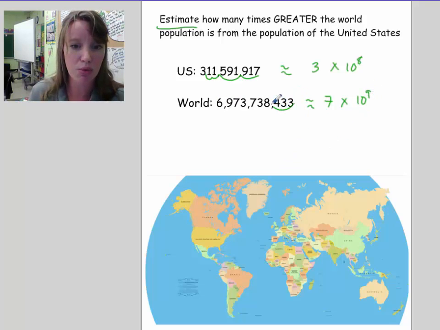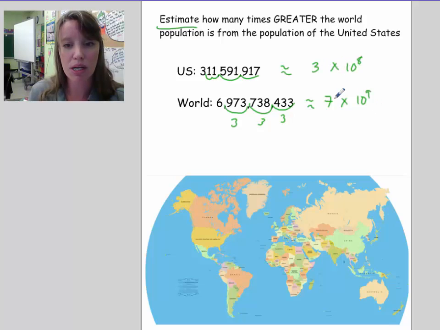Again, I'm going in groups of 3. So this is 3 movements, this is 3, then another 3, so that makes 9. 9 powers of 10 that I've decreased this number by. So we have 3 times 10 to the 8th and 7 times 10 to the 9th.